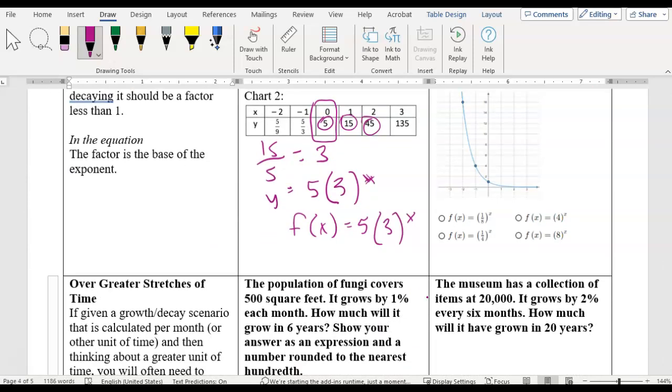Similarly here, this time we are decreasing, so we can eliminate these two. At first we're starting with 16 and then going down to 4, and then 4 going down to 1. So this time we're dividing by 4 or multiplying by 1/4, right? 16 times 1/4 is 4. 4 times 1/4 is 1. So here then our factor is 1/4.